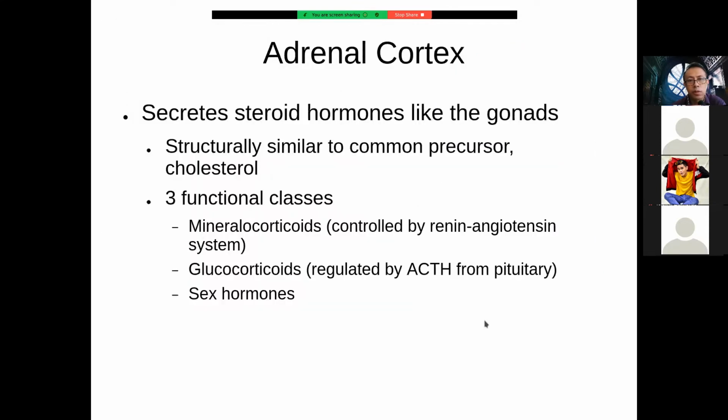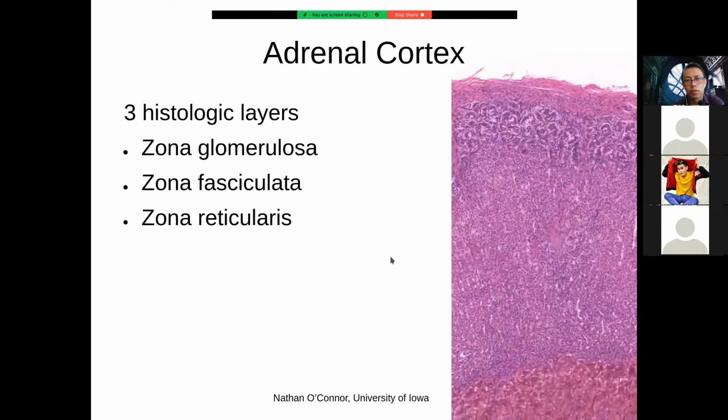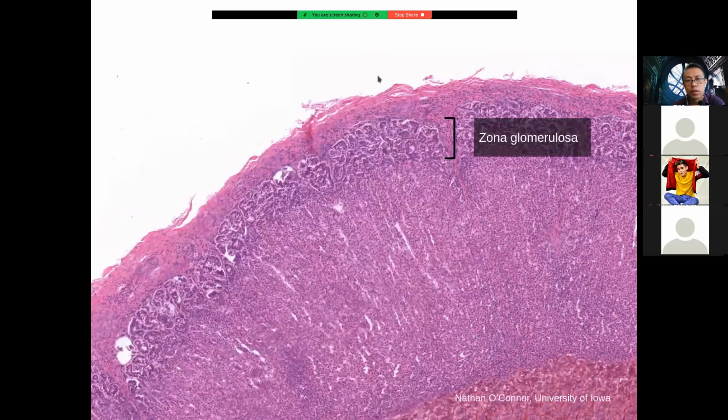So the hormones will be discussed by your physiology professors. I'm just flashing them here. I will mention them in passing when we talk about the different layers of the adrenal cortex. So going from the outside, from the capsule of the gland itself, going downwards towards the medulla, you have three zones or histologic layers. The first is the part that looks like a kidney glomerulus. So that's why they call it the zona glomerulosa.